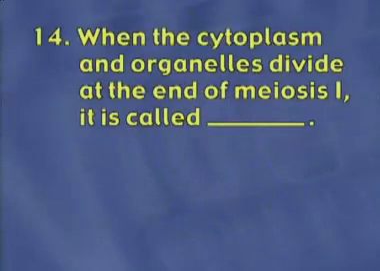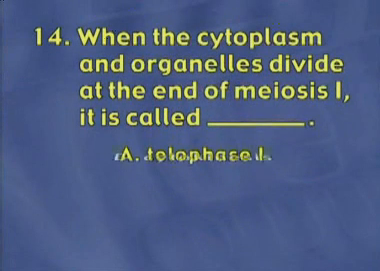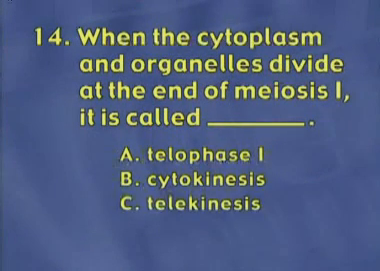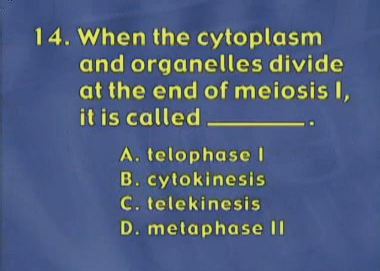I heard the following from a very reliable source. When the cytoplasm and organelles divide at the end of meiosis 1, it is called A. Telophase 1, B. Cytokinesis, C. Telekinesis, D. Metaphase 2.